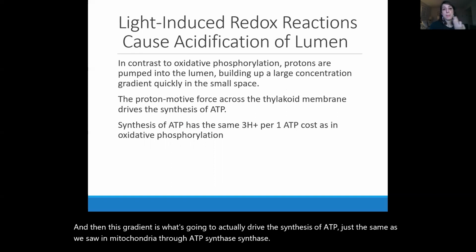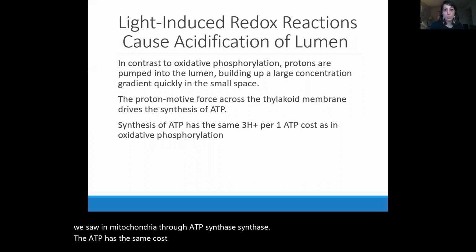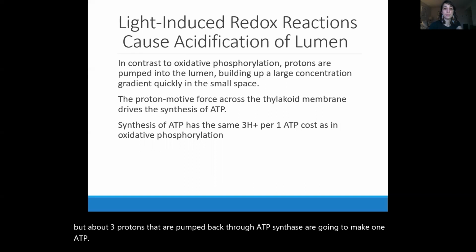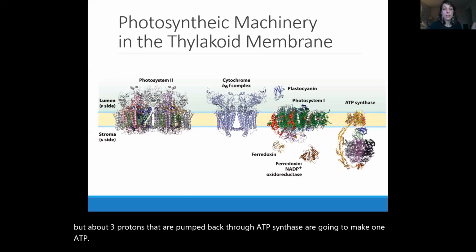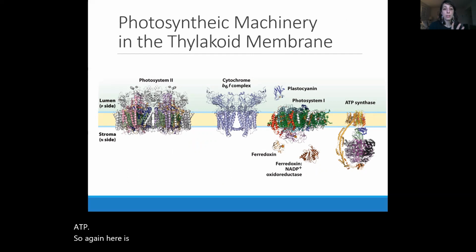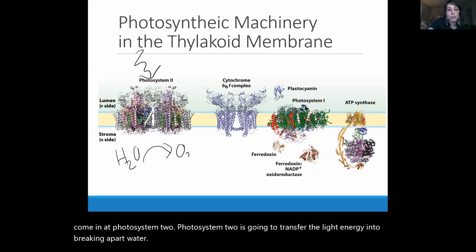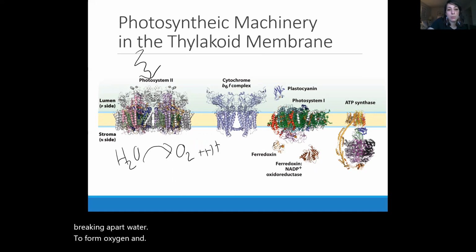The ATP has the same cost that we saw in animals, which is about 3 protons. It's really 3.33, but about 3 protons that are pumped back through ATP synthase are going to make 1 ATP. So again, here is that outline of all of the complexes. We can see this is where light is going to come in at photosystem 2. Photosystem 2 is going to transfer the light energy into breaking apart water to form oxygen and some protons.